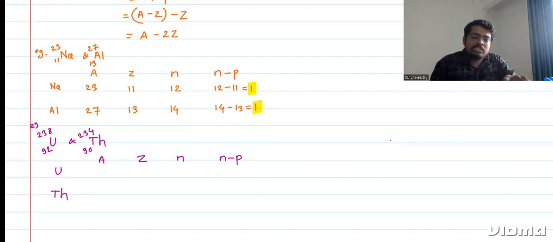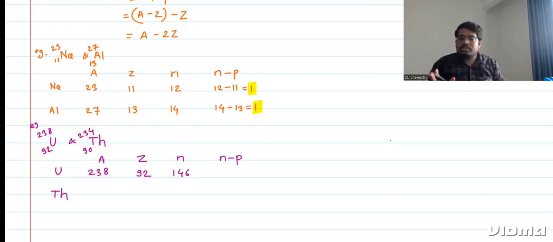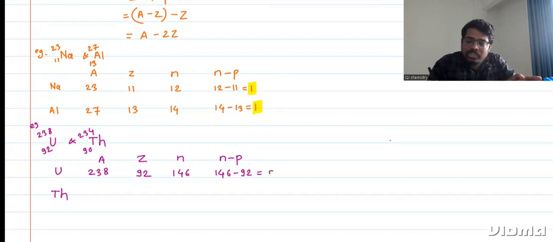Okay, so the atomic mass number of uranium is equal to 238 and the atomic number is equal to 92. So this difference is equal to 146, so the number of neutrons is equal to 146. Now 146 minus 92, which is equal to 54.